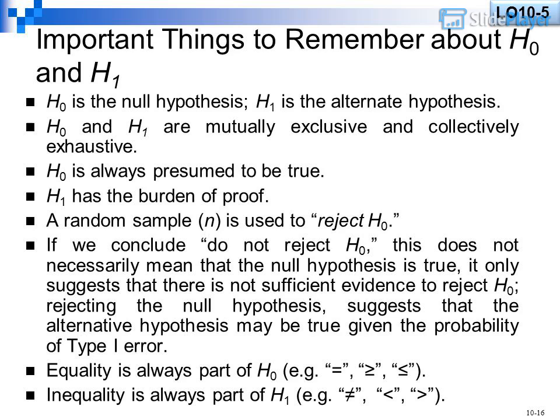Rejecting the null hypothesis suggests that the alternative hypothesis may be true, given the probability of type I error. Equality is always part of H0, for example equals, greater than or equal to, less than or equal to. Inequality is always part of H1, for example does not equal, less than, greater than.